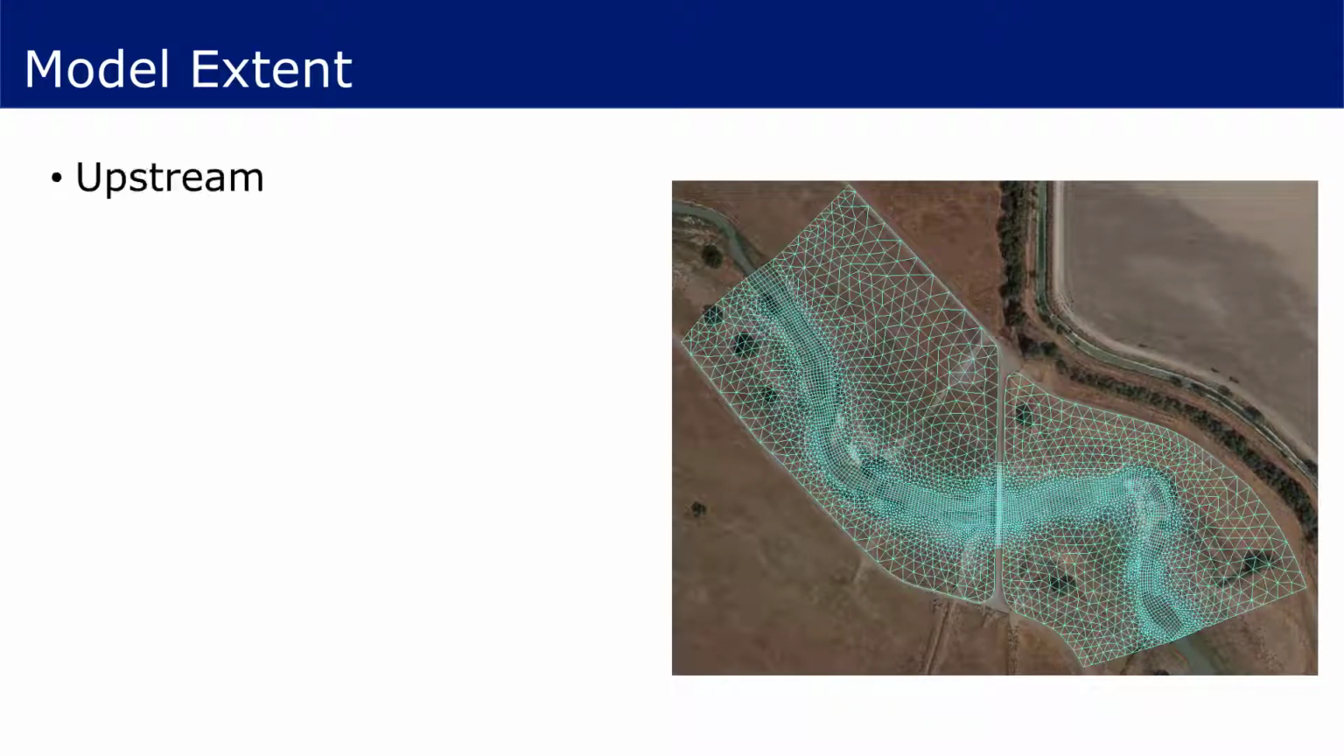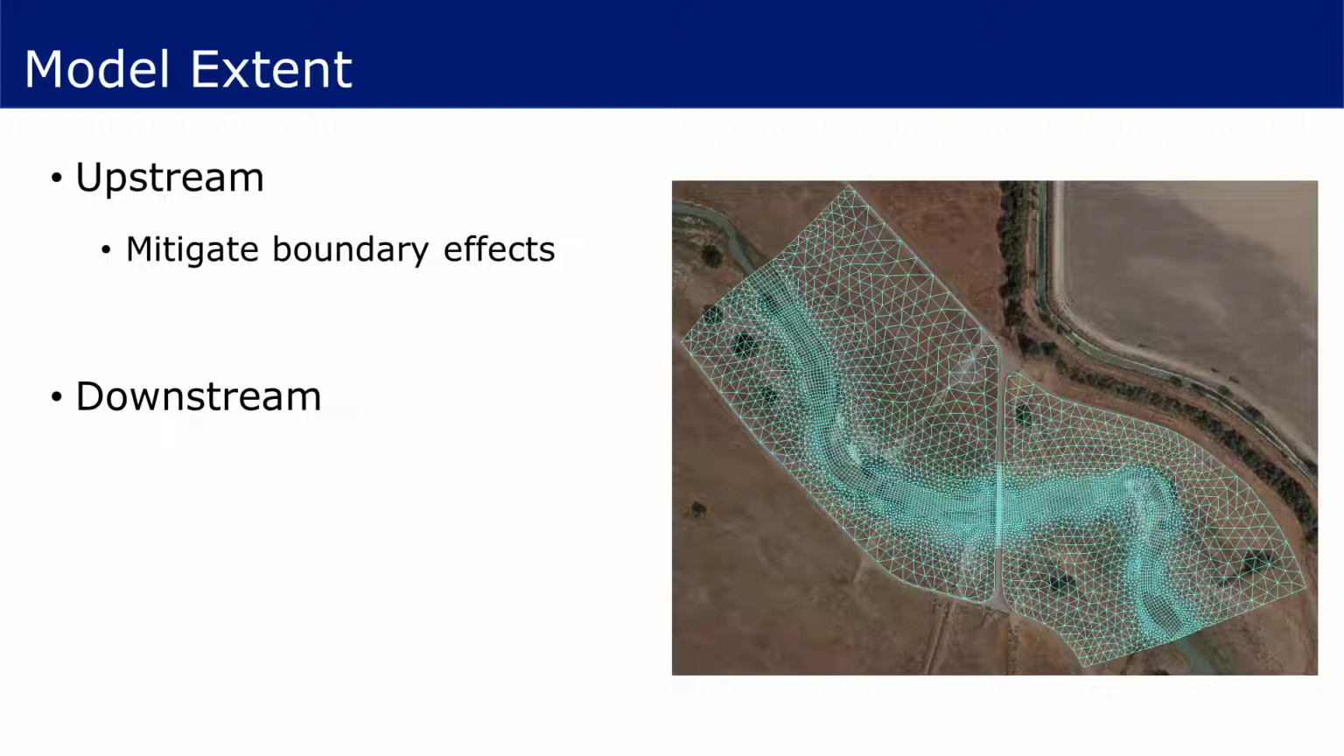When reviewing the model extents, the upstream extent should be sufficiently far from the area of interest to mitigate the effects of introducing sediment at this boundary. The goal is to ensure that uncertainty in the amount of sediment introduced will have minimal effect on the area of interest. The downstream end of the model should be placed in a location that is not expected to aggrade or degrade relative to the rest of the model.